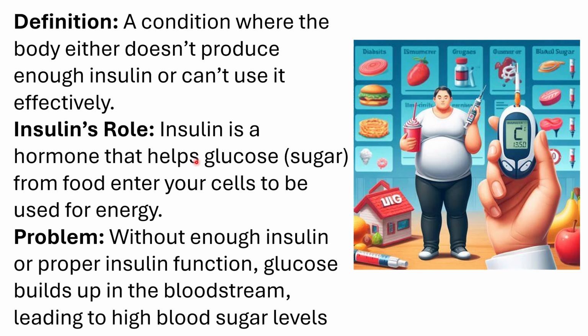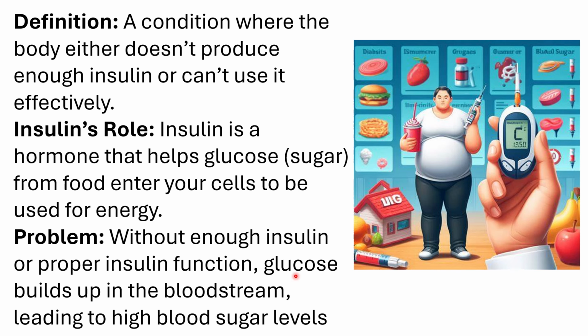Insulin is a hormone that helps glucose, sugar, from food enter your cells to be used for energy, right? So insulin is a hormone that helps glucose, that we eat. Let's say we eat bread, sugar, cakes, butter, etc. So it helps sugar to be digested and released to the cells and used for energy.